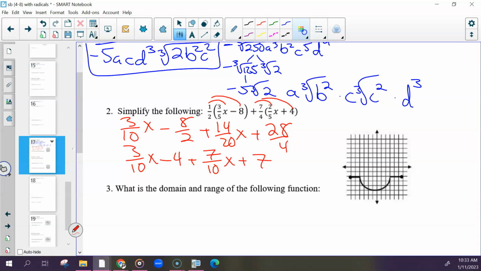Combine your like terms. Your x's both have fractions. They both have the same common denominator. So just add your numerators, 3 and 7. And then negative 4 plus 7 will give us a positive 3. And then simplify. So 1x plus 3 or x plus 3 was your final answer for that one. Questions on that?